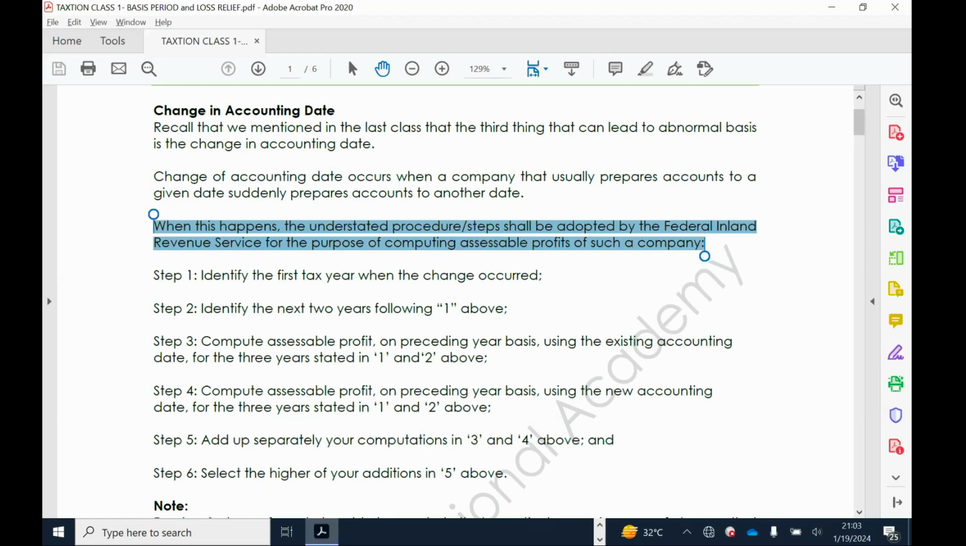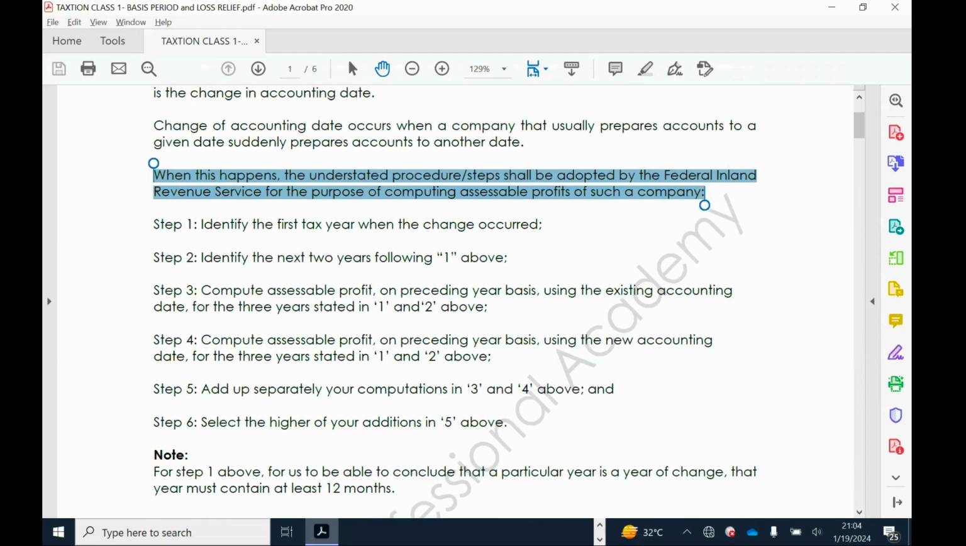So to go back to what I was saying, I said that there are 6 steps that they take, and the first step is to identify the tax year when the change occurred. There's an illustration down below for us to understand how we identify this first tax year when the change occurred. As we are going to see, the first tax year may not necessarily be the year when there is a change in the date, right? It might not necessarily be that first year when there is a change in the date.